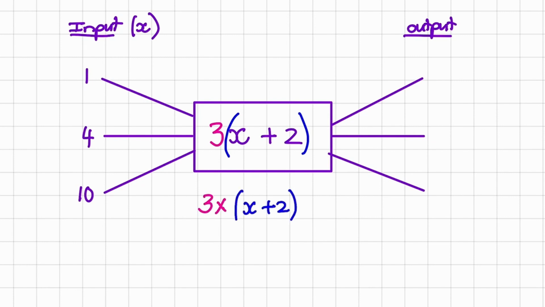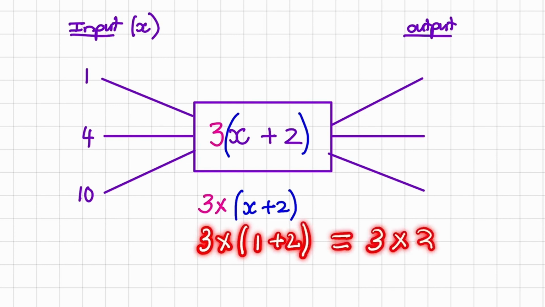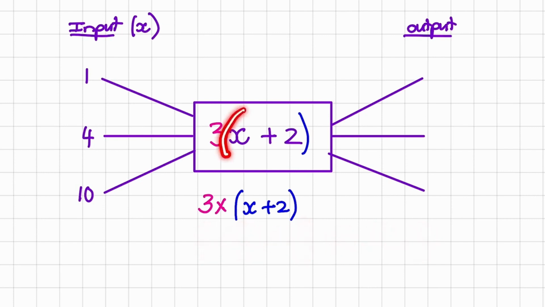So in our first value, we'll have 3 times the answer of 1 plus 2. And that is the same as saying 3 times 3. So I do the calculation of the brackets by itself. So when I replace x with 1, I first add 1 and 2 together to get 3 on the inside of the bracket. So it becomes 3 times 3, and that answer is 9.